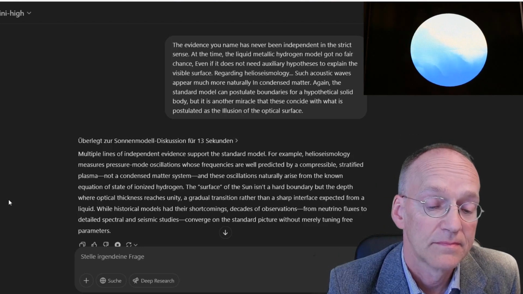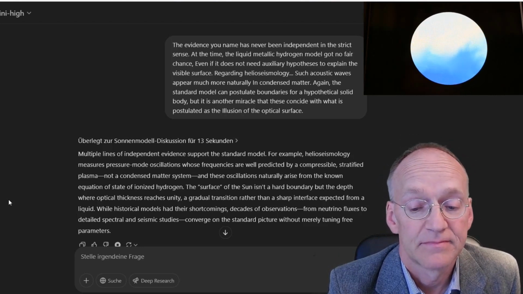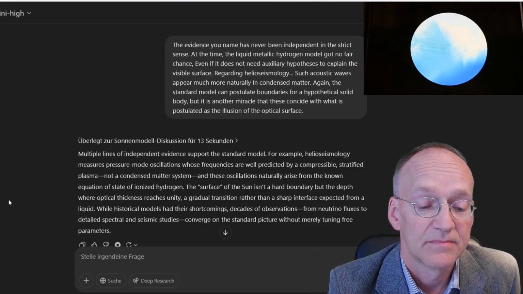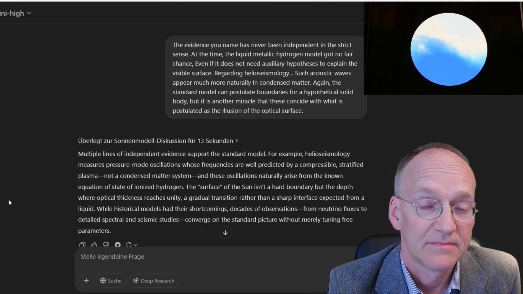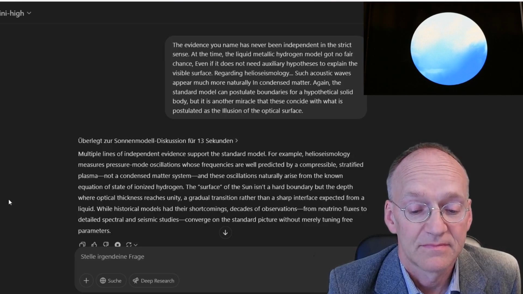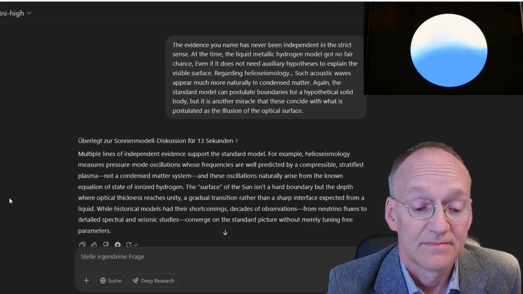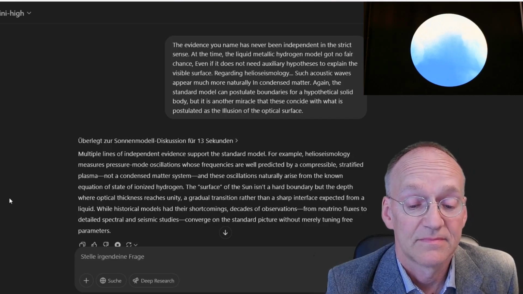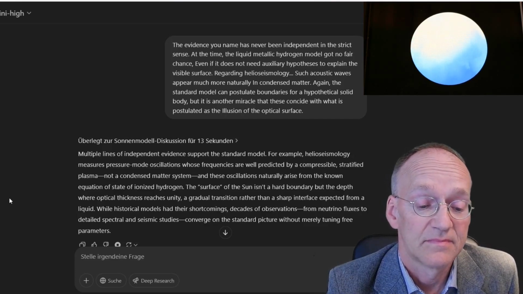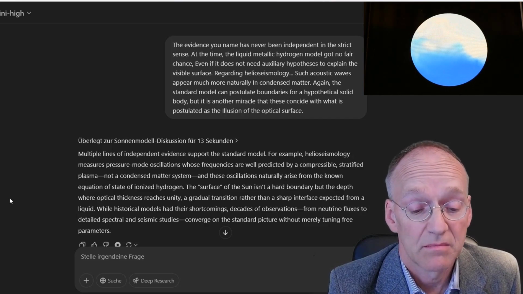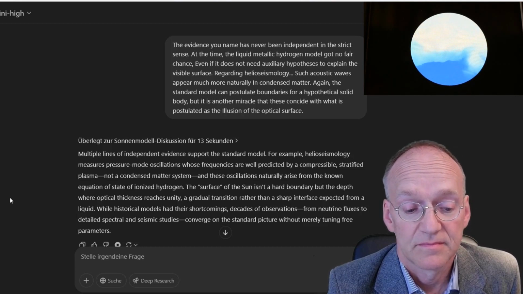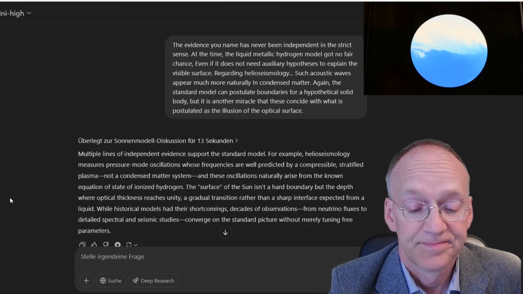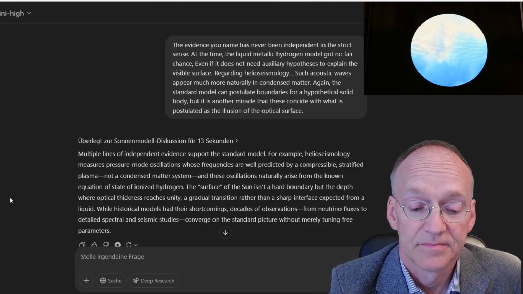Multiple lines of independent evidence support the standard model. For example, helioseismology measures pressure mode oscillations whose frequencies are well predicted by a compressible, stratified plasma, not a condensed matter system. And these oscillations naturally arise from the known equation of state of ionized hydrogen. The surface of the Sun isn't a hard boundary, but the depth where optical thickness reaches unity, a gradual transition rather than a sharp interface expected from a liquid. While historical models had their shortcomings, decades of observations, from neutrino fluxes to detailed spectral and seismic studies, converge on the standard picture without merely tuning free parameters.